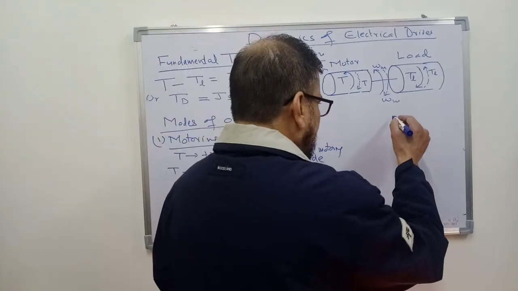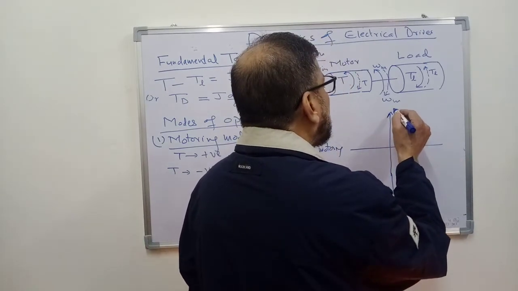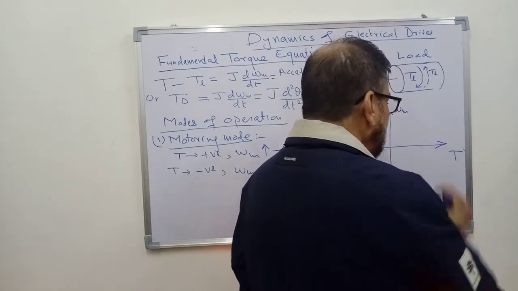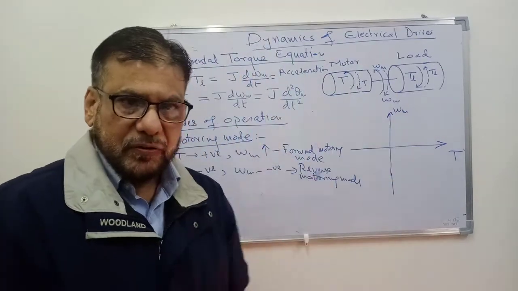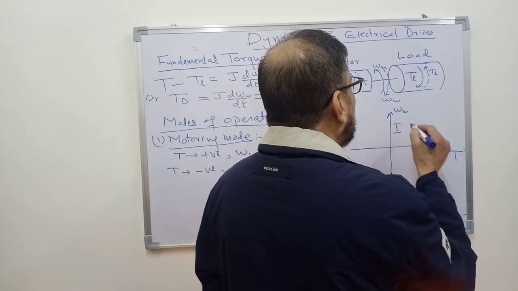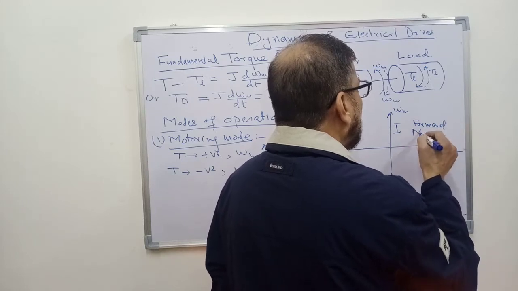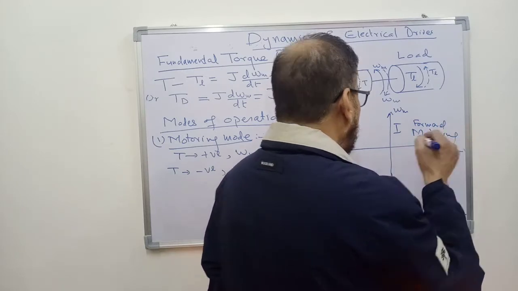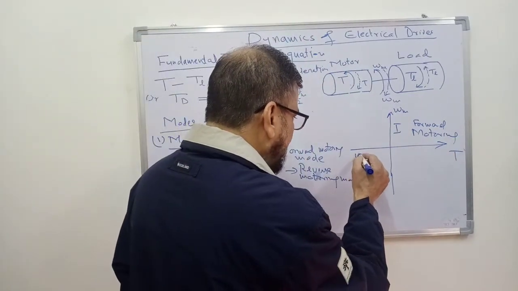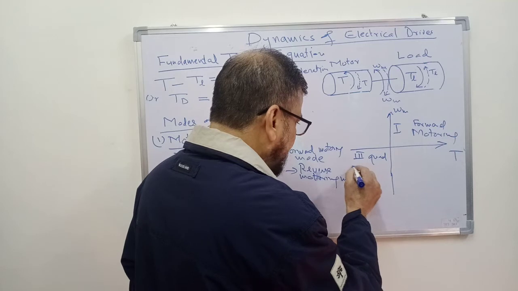You can show this in the speed torque plane. This is your speed, this is torque. Speed is positive, torque is positive. You are having first quadrant operation. So in the first quadrant, it is known as forward motoring. And if both torque and speed are negative, you are in the third quadrant and it will be called reverse motoring.